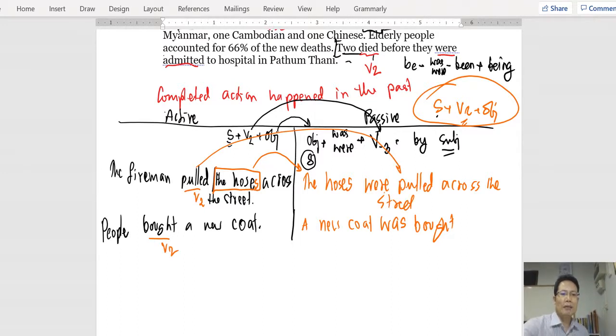And this one is a new coat was bought, maybe yesterday or last night. People, we don't use by people. People will be deleted. Everyone will be deleted because it's not mentioned about the public, the crowd. A new coat was bought last night, better, yesterday. The new coat was bought for somebody else. The first one is the hoses were pulled across the street. This one can be used by the fireman. This is the passive form that will be used.